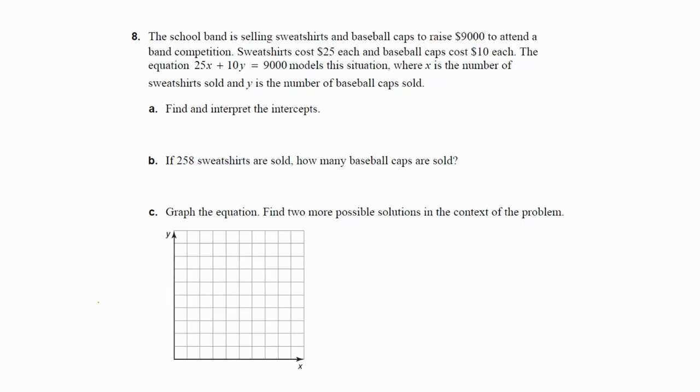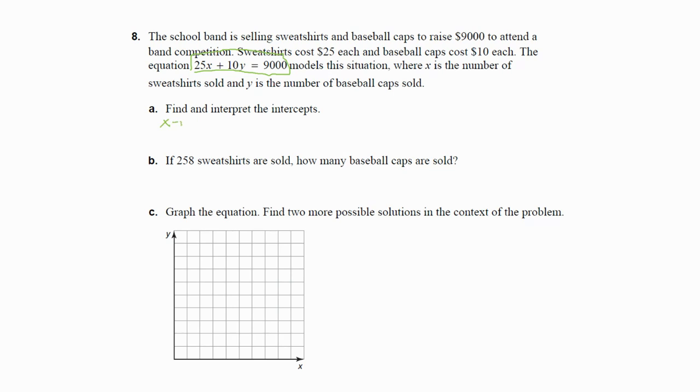Okay, our final problem is a word problem, much like the athletic problem we started with, the game. Here we have baseballs and sweatshirts to raise $9,000 to attend a band competition. Sweatshirts cost $25 each, and baseball caps cost $10 each. Here is a standard form of a linear equation that models that scenario. X is going to be the number of sweatshirts, Y is the number of baseball caps. So first, find and interpret the intercepts.